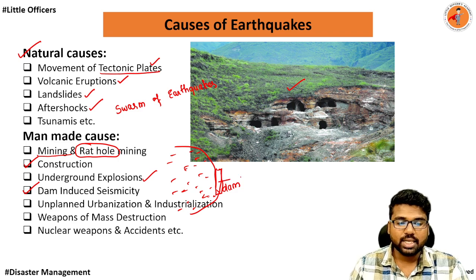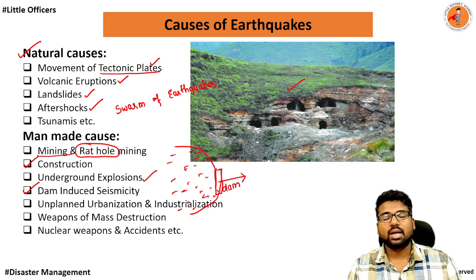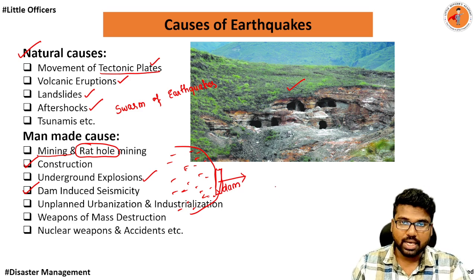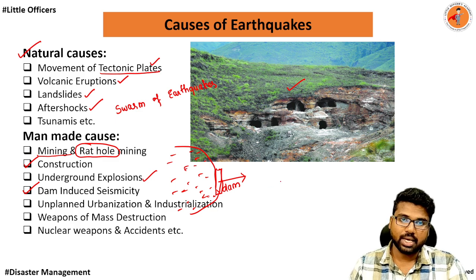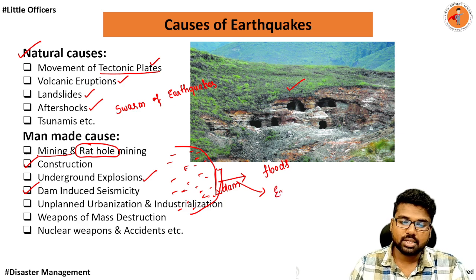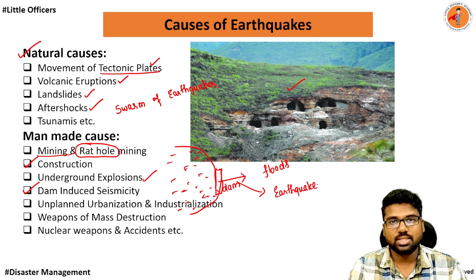So suddenly there is huge potential energy converting into kinetic energy, and there is a huge sudden release of energy. This can trigger effects in the underlying areas or lower riparian areas. It can cause floods, which itself is a disaster, or it can sometimes trigger tremors, that is earthquakes. So this kind of earthquake is what we call dam induced seismicity.